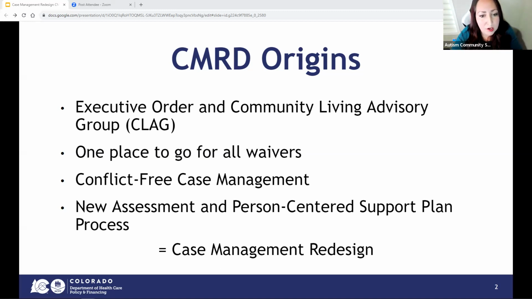So Colorado embarked on a journey to create a new assessment that better reflected the needs and supports of the individuals in our waivers, and to create a person-centered support planning process that directly relates needs to services being accessed. And all of these efforts and federal changes, new ways of thinking and innovative practice resulted in what we call our case management redesign.